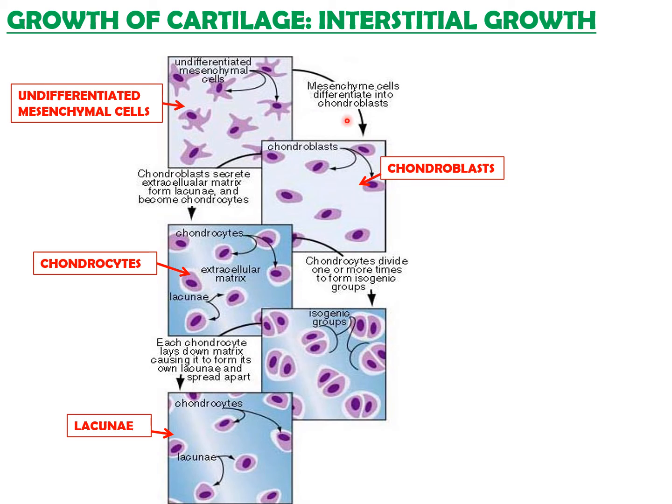You can see here chondroblasts, chondrocytes, lacuna, and undifferentiated mesenchymal cells. The main gene regulating this is SOX9. So for growth of this cartilage, first there is interstitial growth. In interstitial growth, as the chondroblasts within the matrix divide, they contribute to the increase in size of the cartilage.